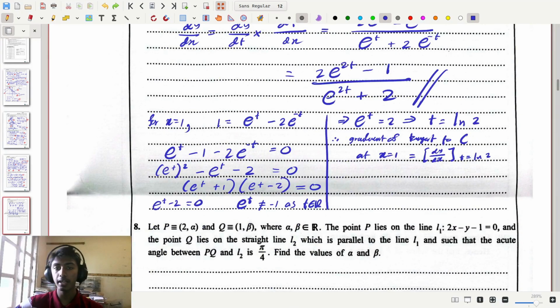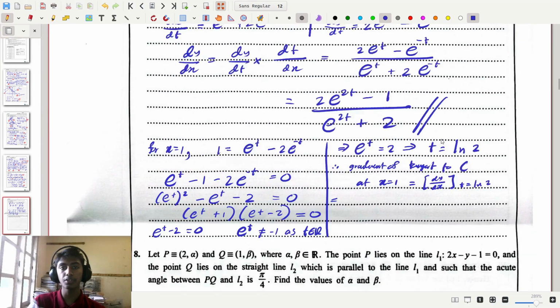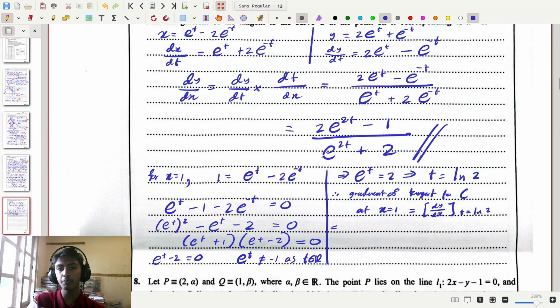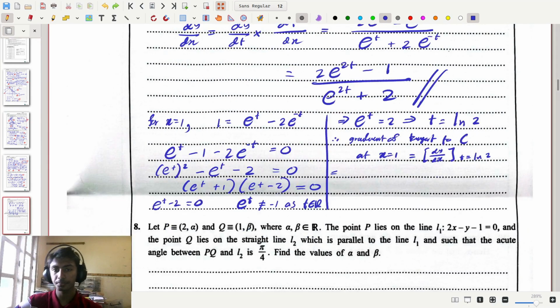So if we do that, we can see this is equal to, if we substitute natural logarithm of 2 into this part here, we get 2 times e to the power of 2 times the natural logarithm of 2, minus 1, divided by e to the power of 2 times the natural logarithm of 2, plus 2.